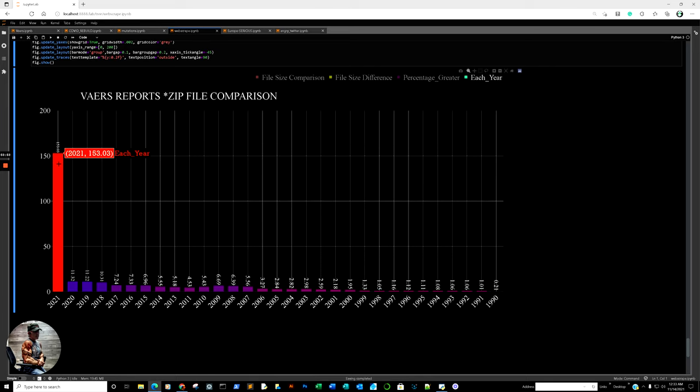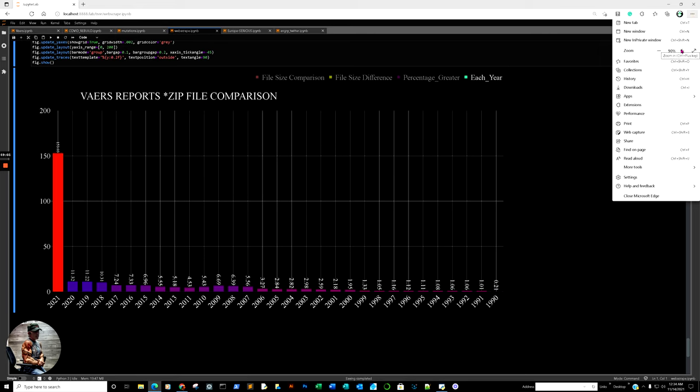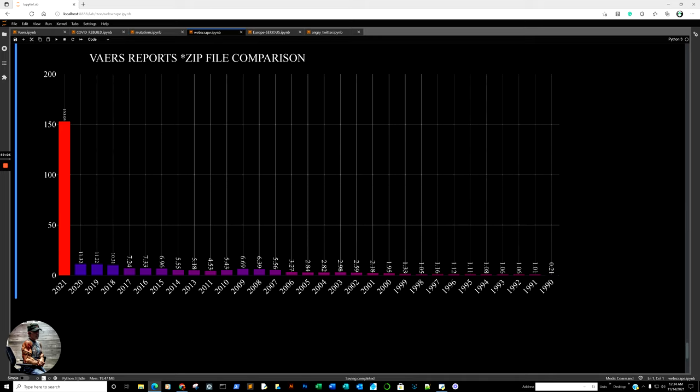This is the file size. Let's make this a little larger so people can see better. Talk about overwhelmed. This is the CDC. These are all the reports filed to the Vaccine Adverse Event Reporting System just from January 1st this year to today, I think it was November 11th or somewhere around there. And this is the zip file size. That's 153 megabytes, compared to 2020, all the way down to 1990.